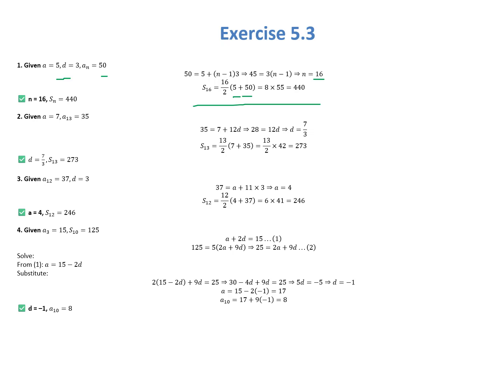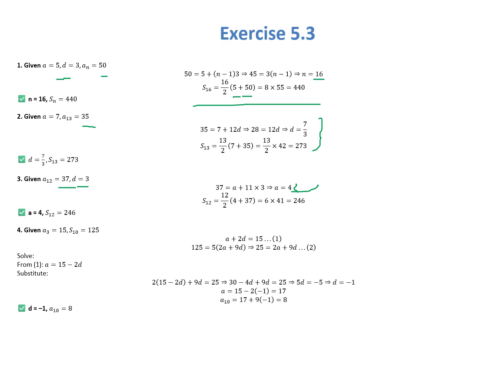So again, a is 17, a_13 is 35. First of all, we have to find the value of d. We'll find the value of d here, and then we use the value to find the sum. So in the next question, we have given the 12th sum as 37, d is equal to 3. We have to find the value of a here, so we find the value of a as 4, and then we use the same value to find the first 12 terms.